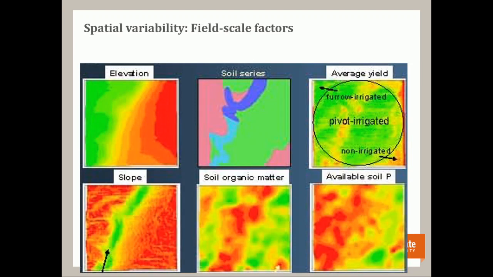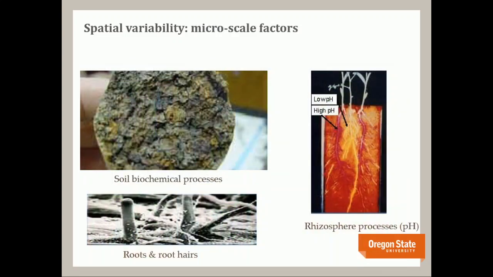Spatial variability at the field scale is presented here: the variation in elevation on the top left side, soil series, average yield variation, slope, soil organic matter, and available potash. Spatial variability at the macro scale is presented here: soil biochemical processes within the soil, root and root hairs, and rhizosphere processes like pH, low or high pH.